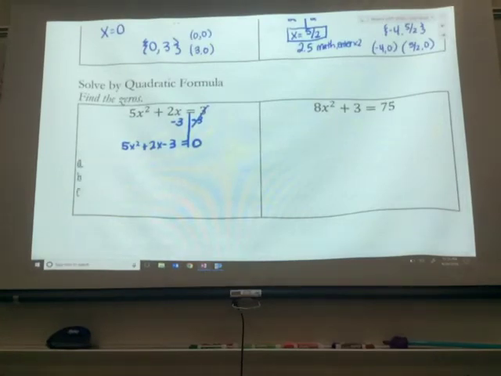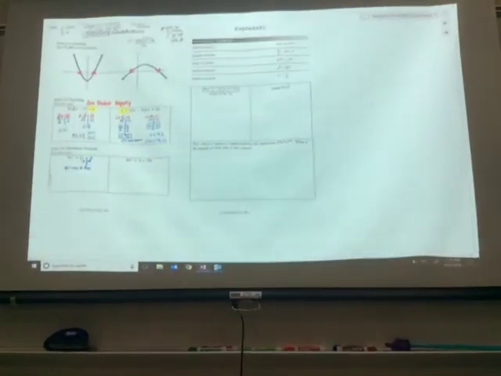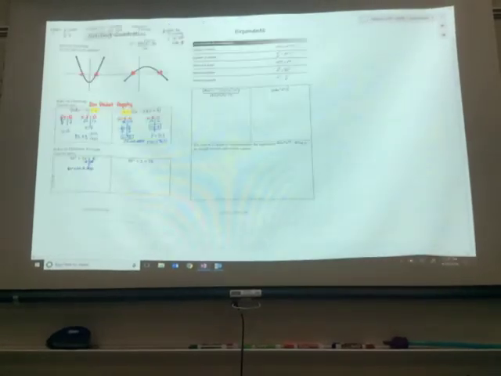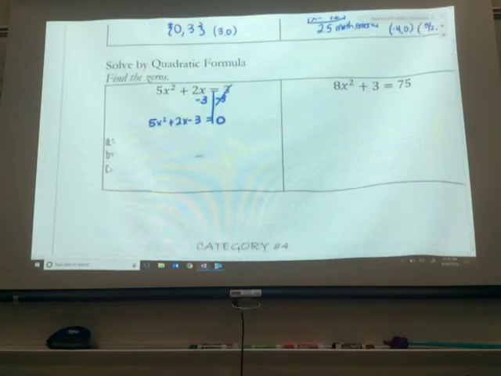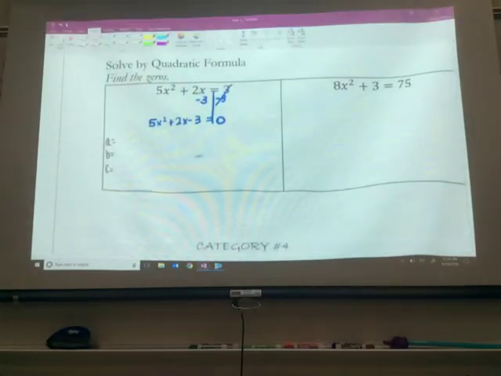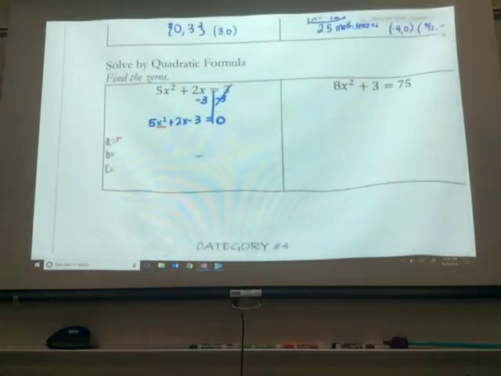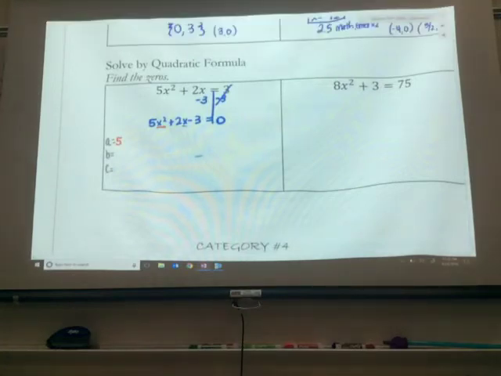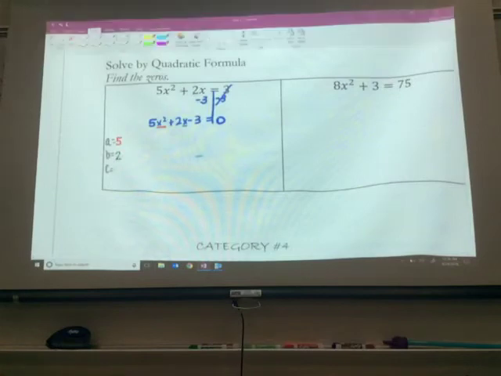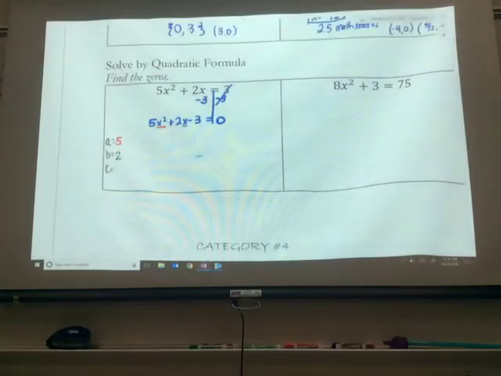If you need to look on your cheat sheet, it will actually tell you your A comes before your x squared. So your A is 5. Your B comes before your x, so it's 2. And your C comes all by itself, and that is just going to be -3.